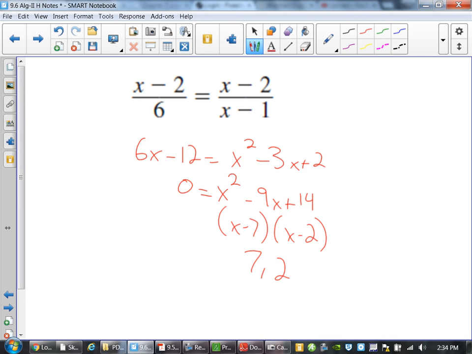What's 2 minus 2? 0. What's 0 divided by 6? 0. What's 2 minus 2? 0. What's 2 minus 1? 1. What's 0 divided by 1? 0. Does 0 equal 0? Yes. So they both work. Now, if it was x minus 2 in the denominator, then you'd have to throw it out. 0 could be up top, just not down.